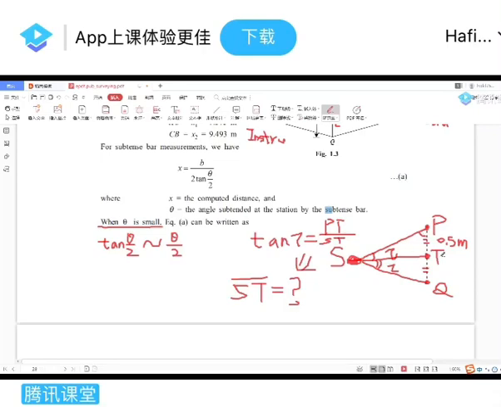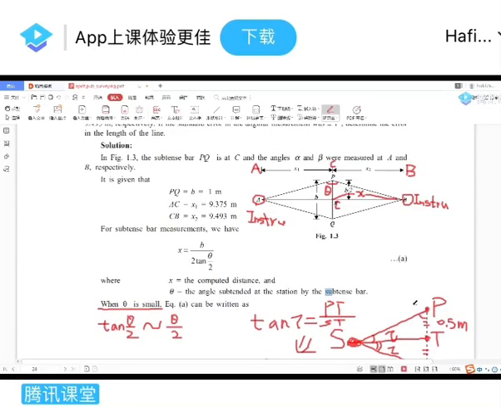So that's the purpose of the substance bar. You don't need something very complicated. It's a very simple tool. You only need just a 1 meter bar, and you go to the position you want in between, and then you turn around this machine and measure the angle you turn, and you can easily get the distance ST. Okay.